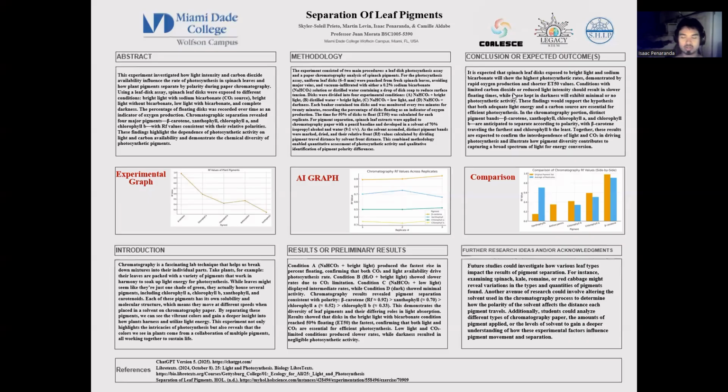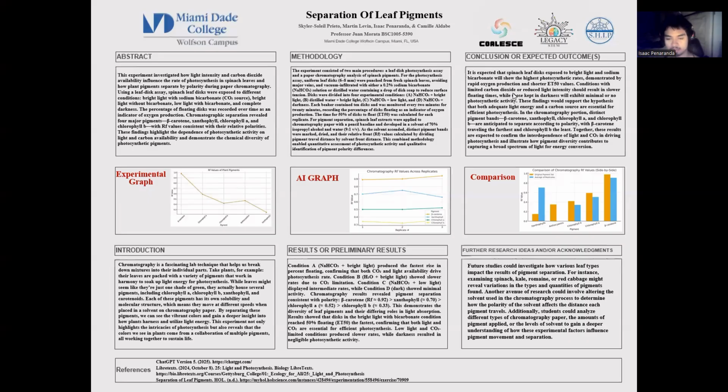And as we can see here in the comparison, this is our comparison between both of our experiments, the other one being the AI and our original one. As we can see, there's a big difference in terms of the chlorophylls and xanthophyll. We see that the orange for many of them is higher except for xanthophyll.